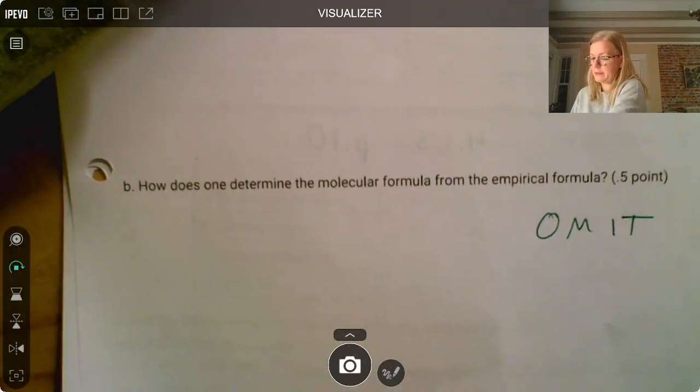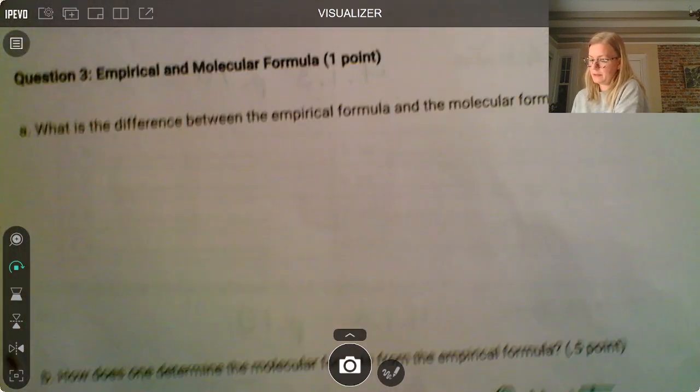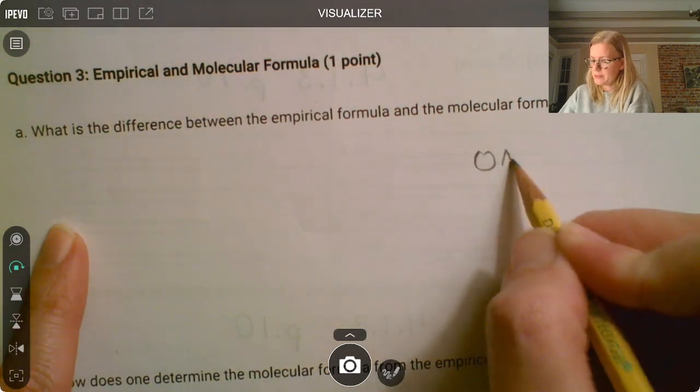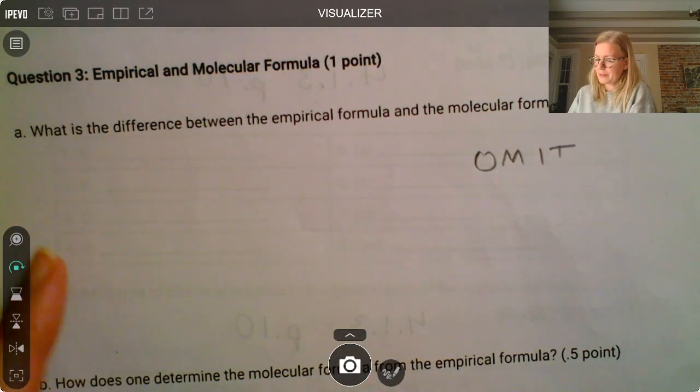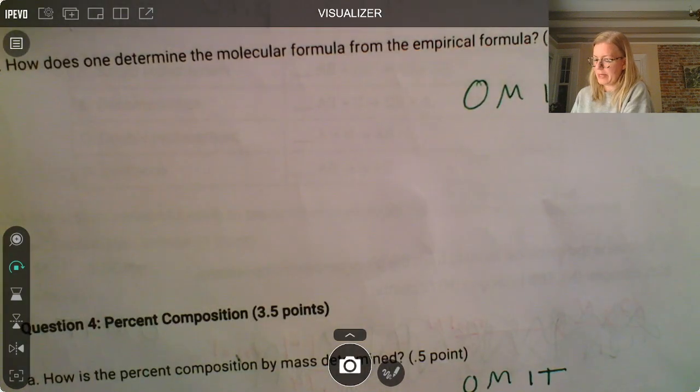All right. I'm just going to omit these ones. So question 3A and 3B you can omit, and question 4A you can omit.